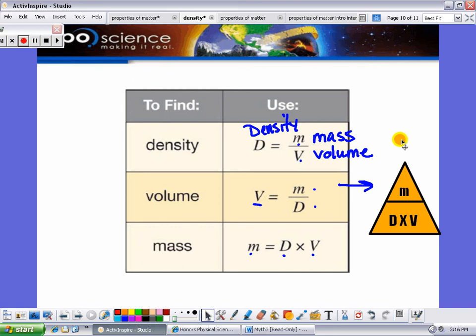Again, this is just one of the properties of matter that we're going to talk about. But the key thing is solids and fluids, both liquids and gases, both share the property of density. You should have all these notes to reference for the lab that we will be doing following up on density.